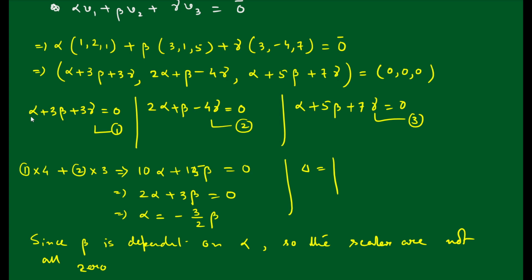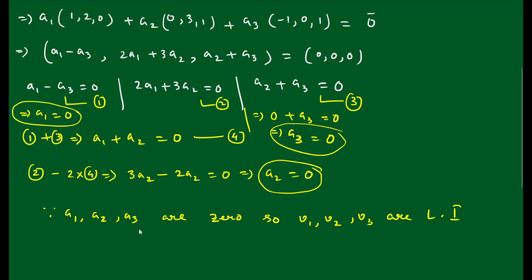So what are the first coefficients? 1 3 3. This is another method. And then here 2 1 minus 4. From the third equation, what will we get? 1 5 and then 7. Just break the determinant, what will you get? 0. So if the determinant value of all the coefficients of the scalars is 0, then you can directly write that this is dependent. So this is also very easy. Just break the determinant. If the value is 0, then linearly dependent. If it is not equal to 0, then it is linearly independent.